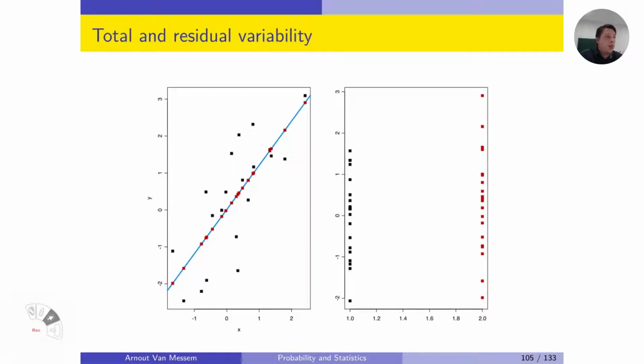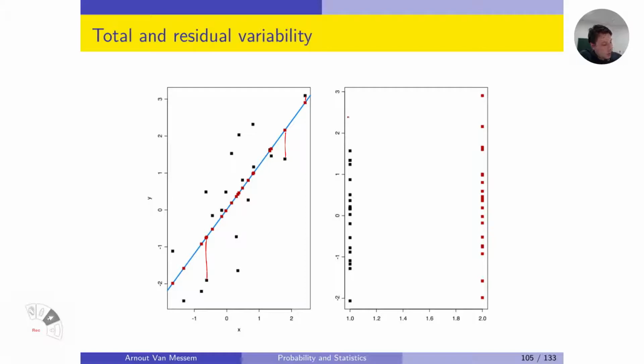So on the left hand, you have a scatter plot of the data. So in black are the data points, the observations. The blue line is the regression line through these observations. So y in function of x. And then the red line, these are the predictions, or the red dots are the predictions for the different observations. So every observation corresponds to one prediction. What we then can do is we can look at both sources of variability.